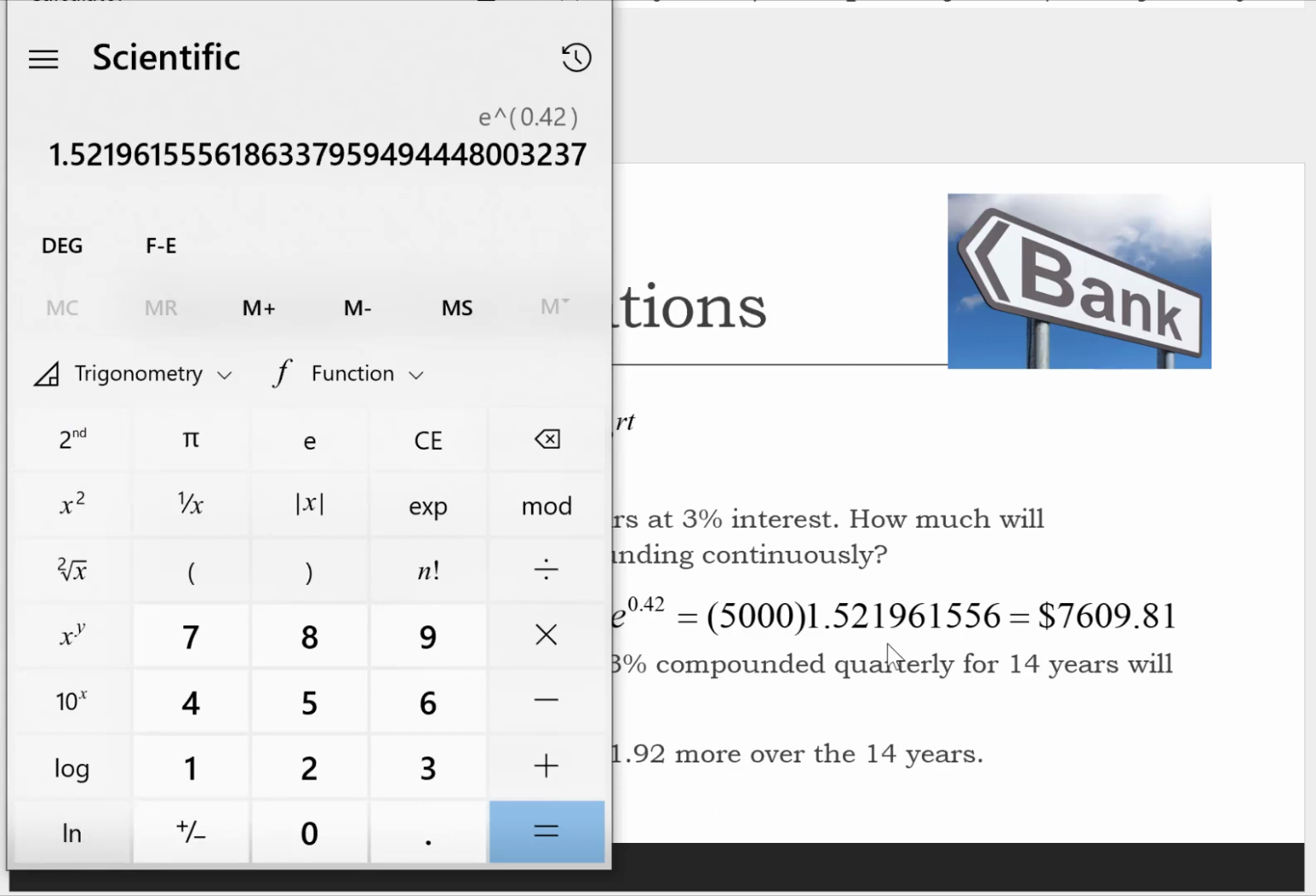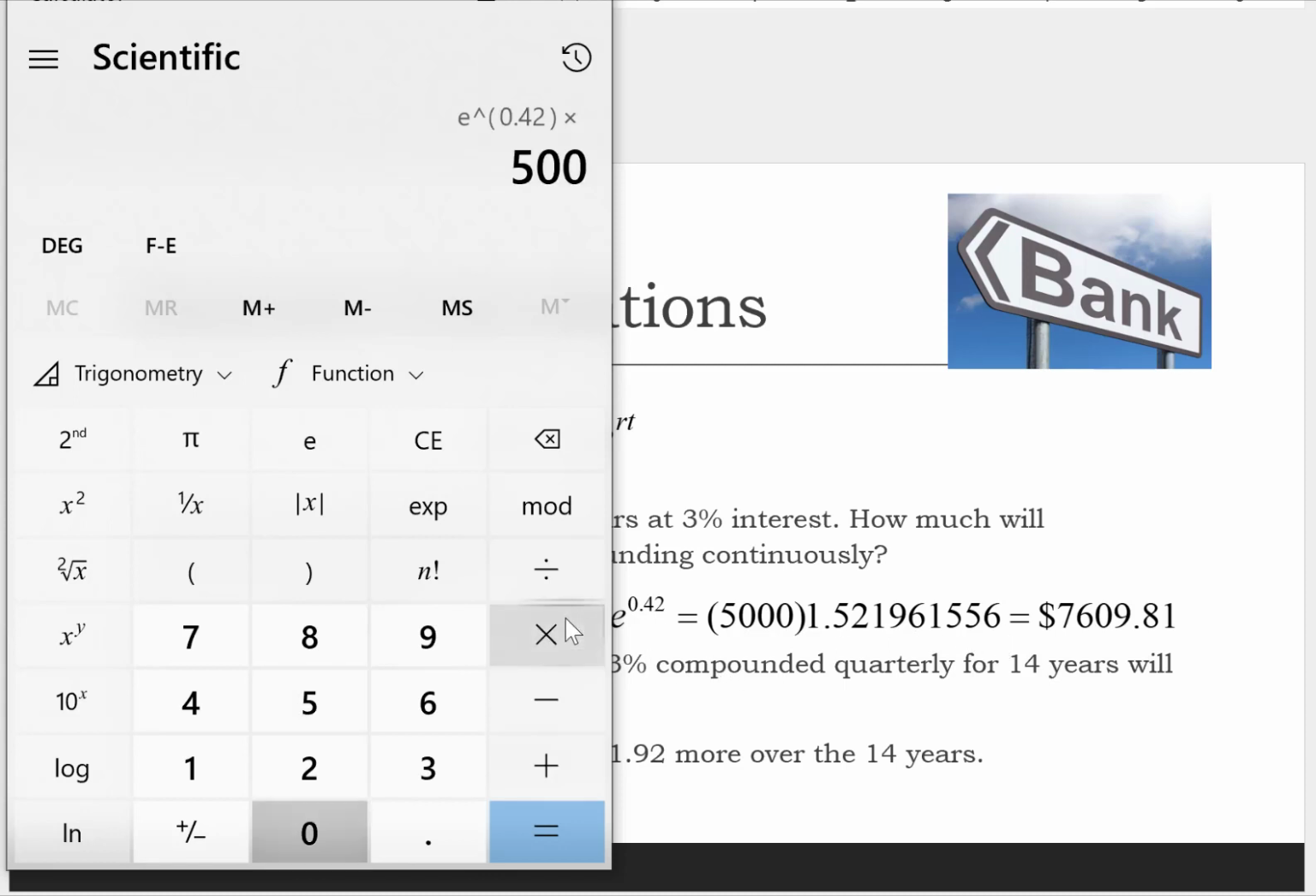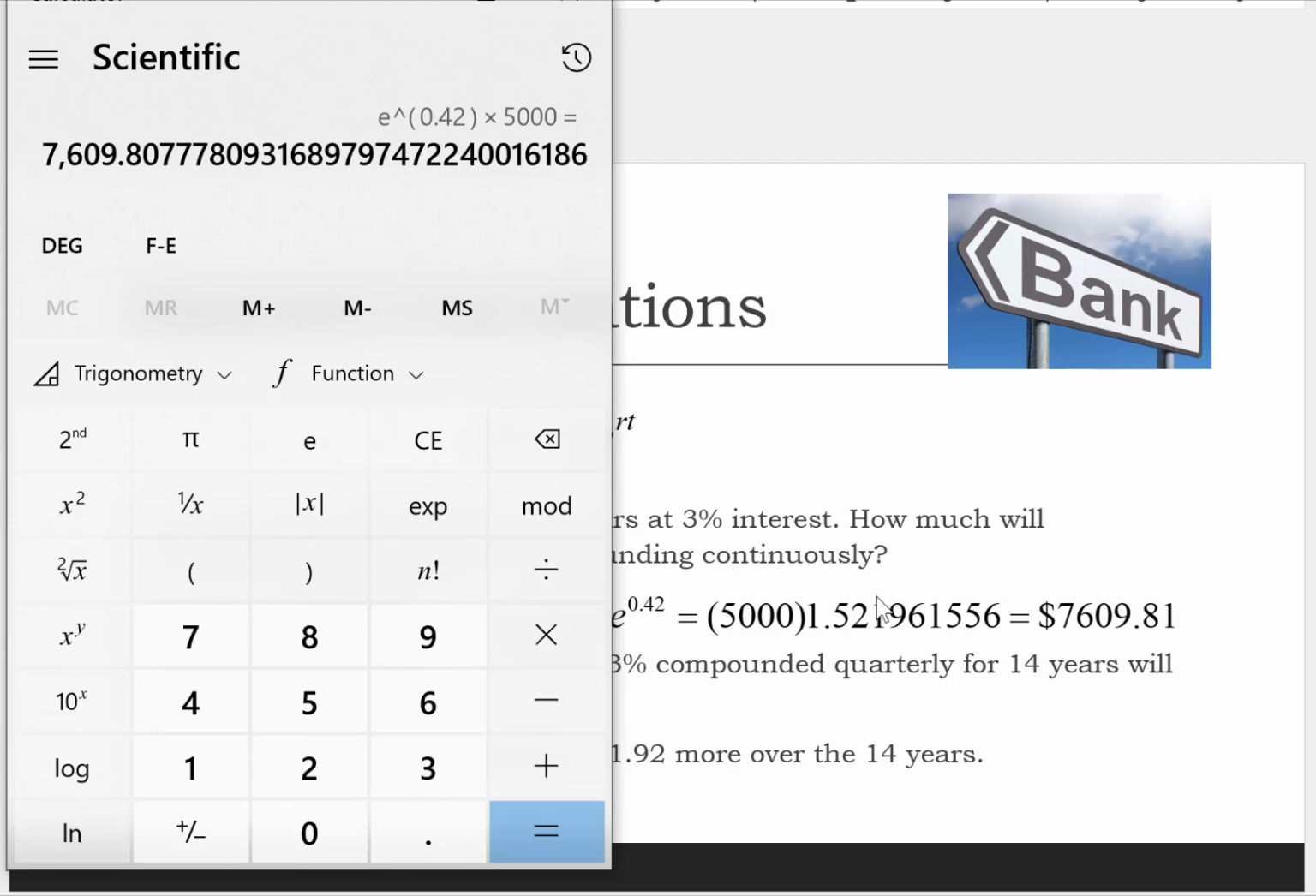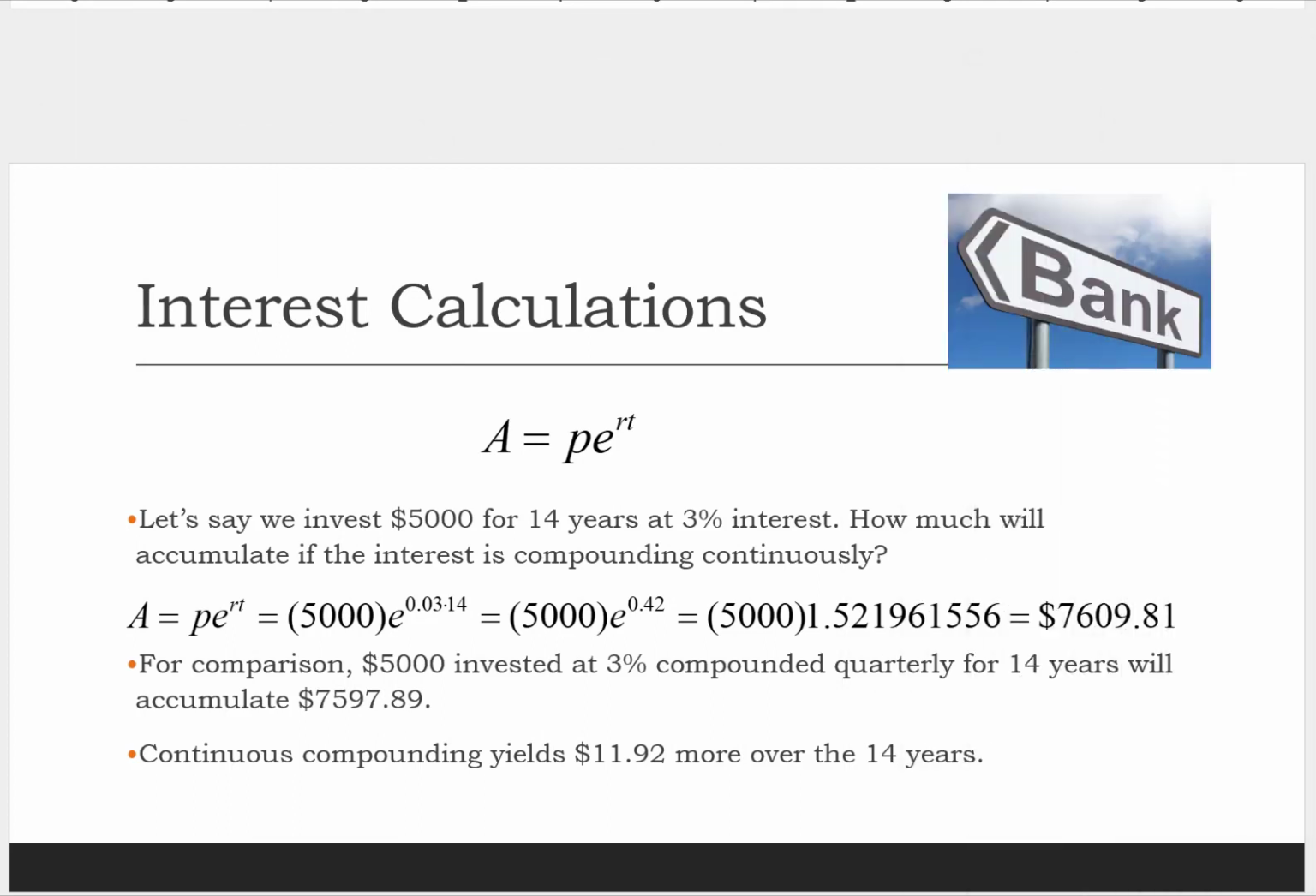And that's going to give me that 1.521961156 that I showed here. And then finally, I'm going to multiply by my principal, which was $5,000. And there I come up with that 7609.81. And it's actually an easier calculation than your compound interest formula.